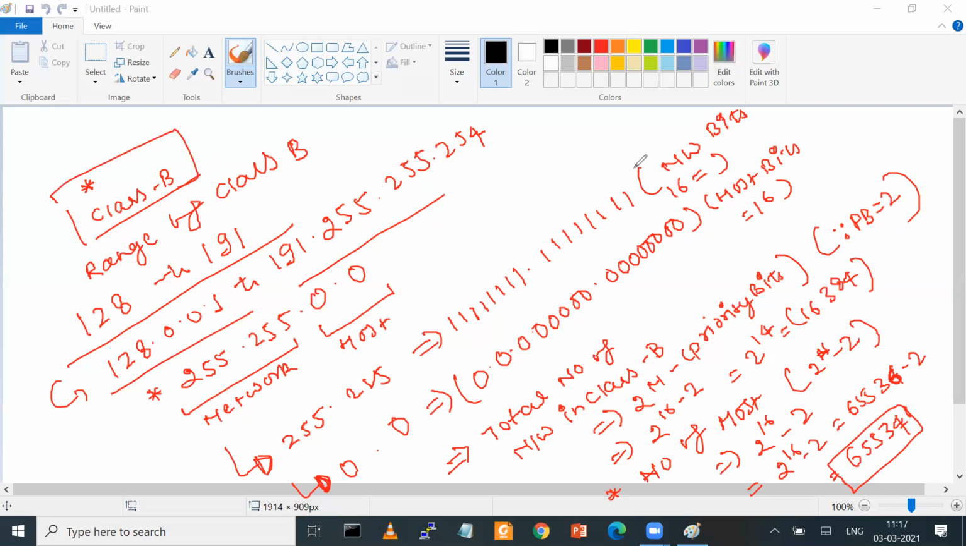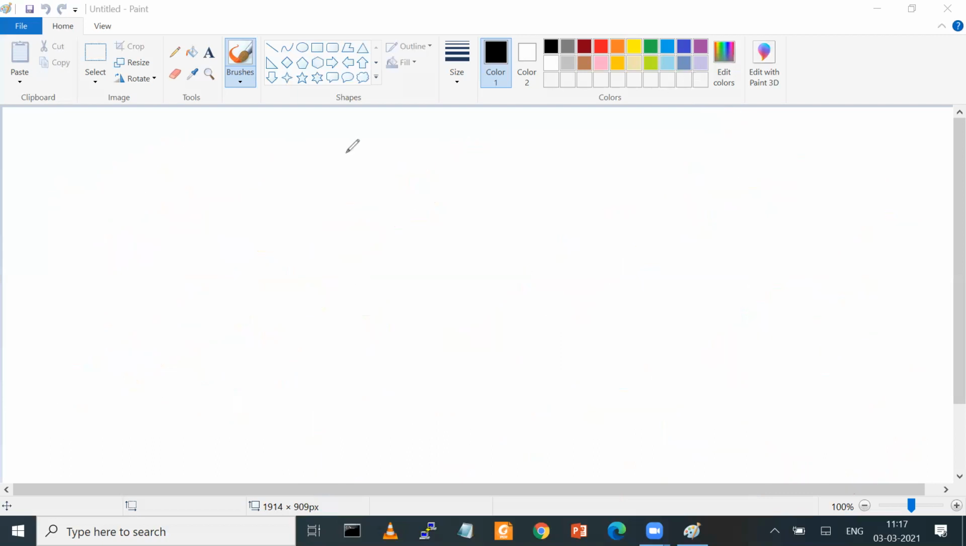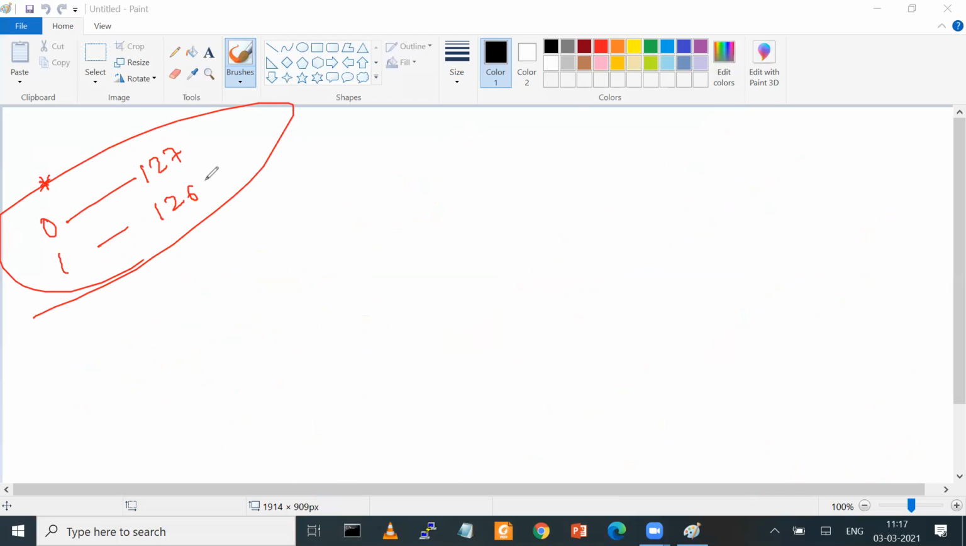When we were using the class A calculation, class A basically has a large number of users as compared to class B, because there we were using 24 bits for host. And the class A range is 0 to 127, but the valid range is 1 to 126. So the question comes: where do we use 127?